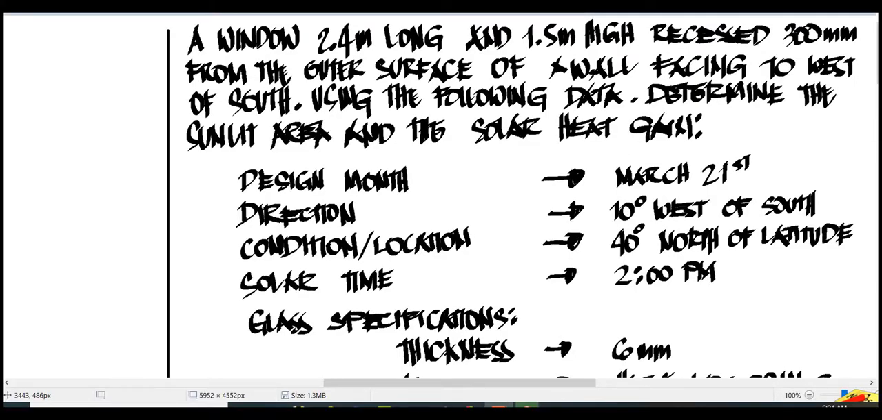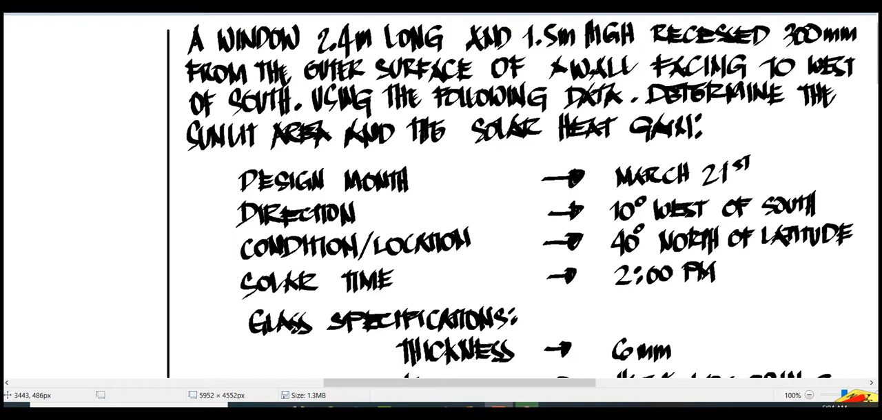Sample problem: a window 2.4 meters long and 1.5 meters high, recessed 300 mm from the outer surface of a wall facing 10 degrees west of south, using the following data. Determine the sunlit area and the solar heat gain.